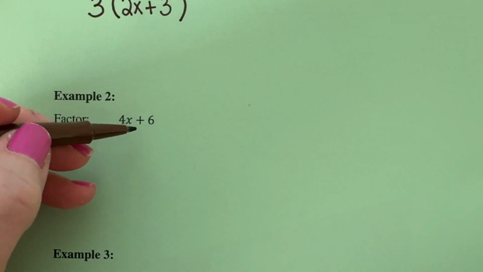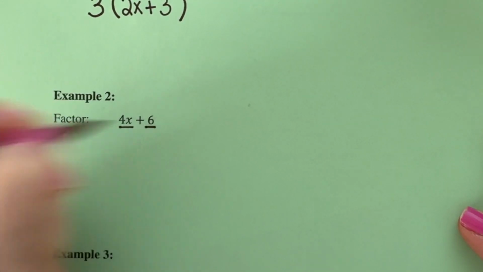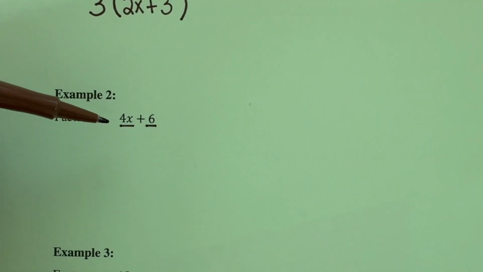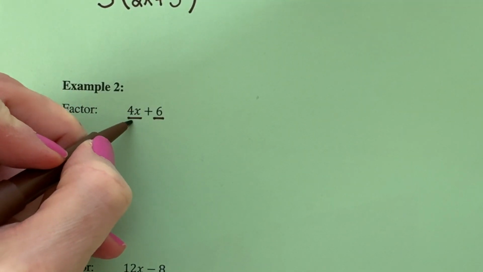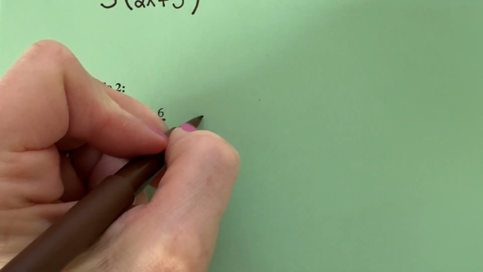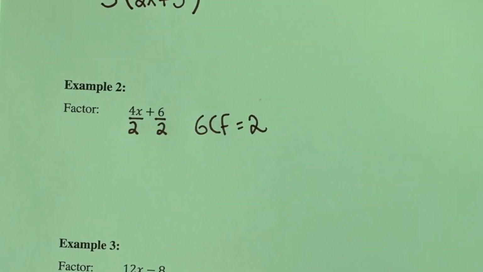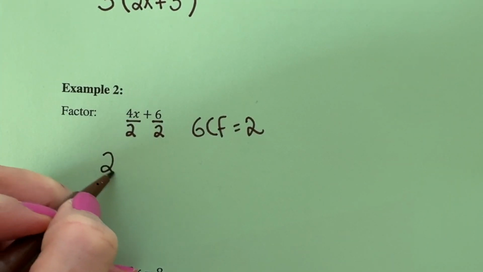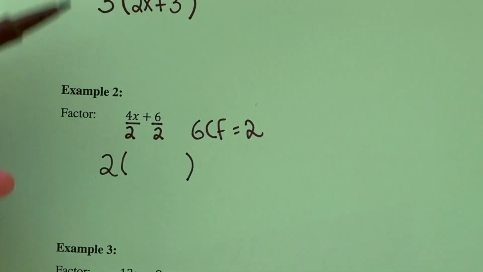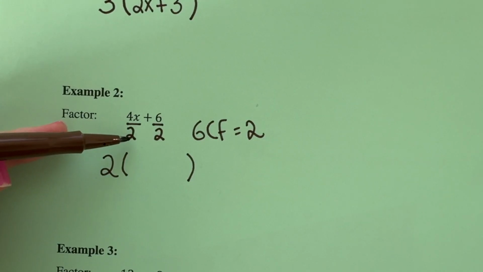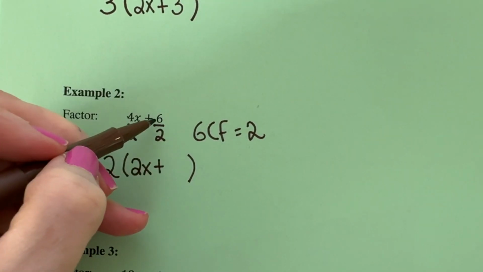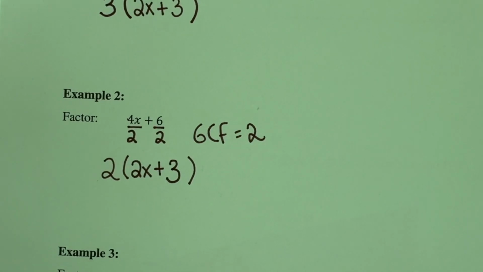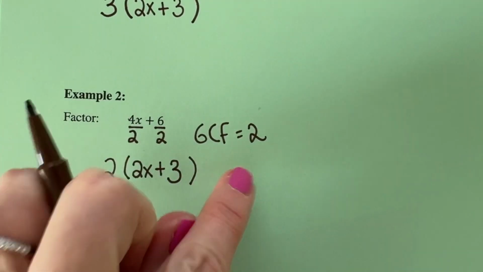Factor 4x plus 6. Okay, so I put my divided by, and then I ask myself, what is the largest number that can divide both 4 and 6 evenly? I hope you're thinking 2. So my greatest common factor is 2. So I write that out to the front. Then I open my parentheses. Now I take 4x divided by 2. Well, 4 divided by 2 is 2, so that's going to be 2x. Bring down the plus sign. And then 6 divided by 2 is 3. And that's your factored expression. It's broken down by the GCF.